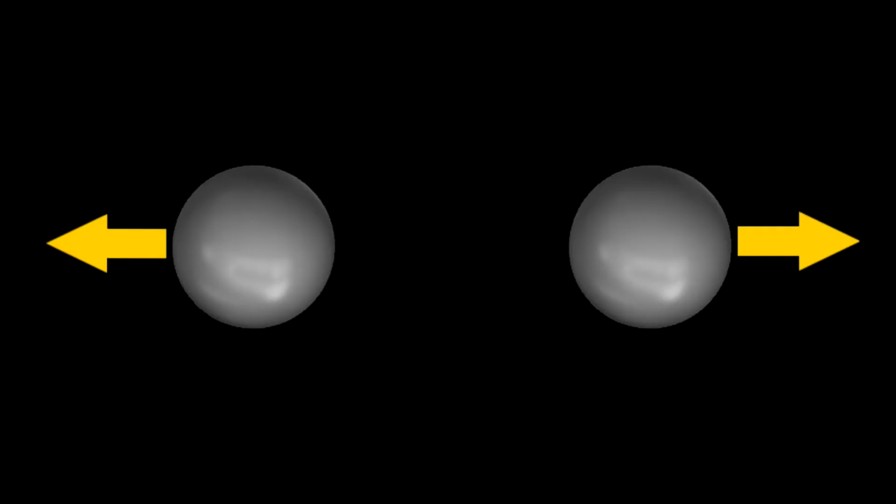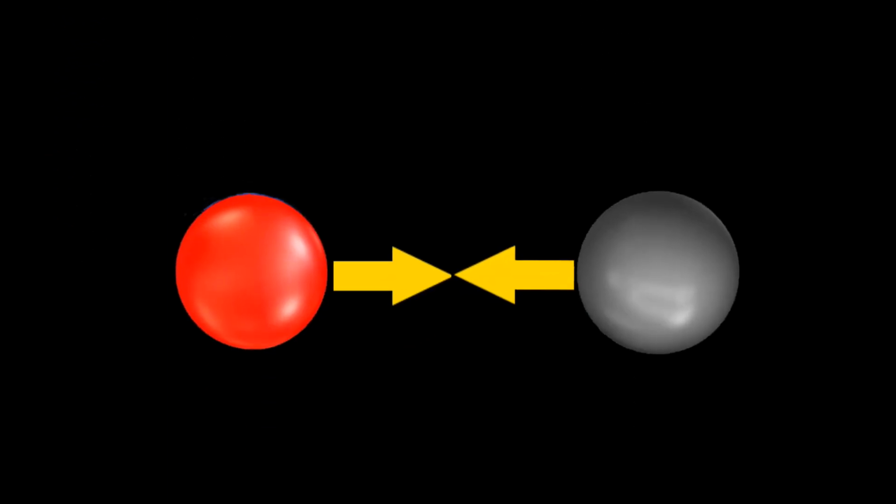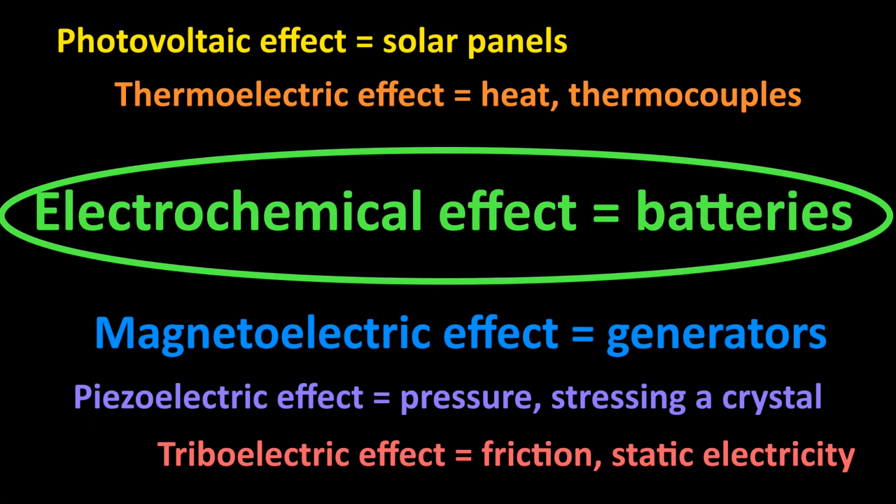Like charges repel each other, and opposite charges are attracted to one another. So if we manage to build up an excess of electrons somewhere that aren't balanced out by protons, the electrons will push each other outward, which could be down a wire to a load we want to power up. There are different ways that you can get this electric current, this electron flow, to happen.